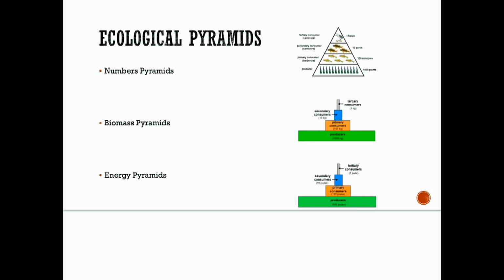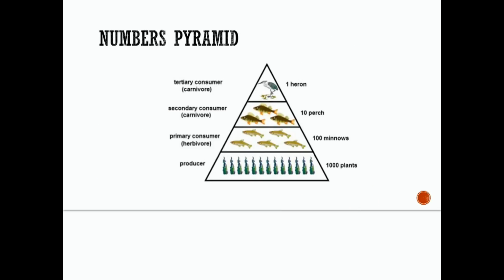So the total number of trophic levels in the pyramid is determined by the number of organisms in that specific food chain or food web. Okay, so you could have a pyramid that just stops at secondary consumers if that's what the food chain was. So a little bit more detail about the numbers pyramid. A number pyramid is a diagram that represents the number of individual organisms represented at each level.